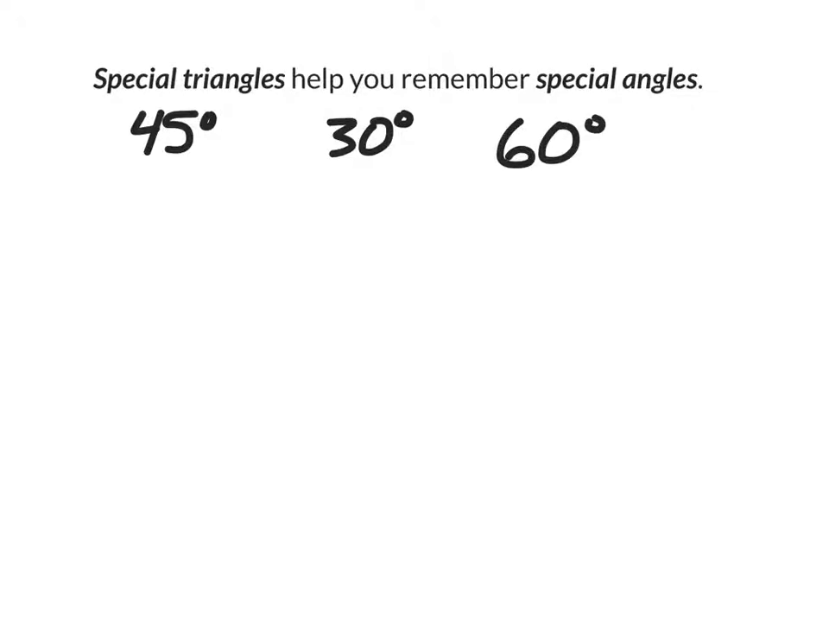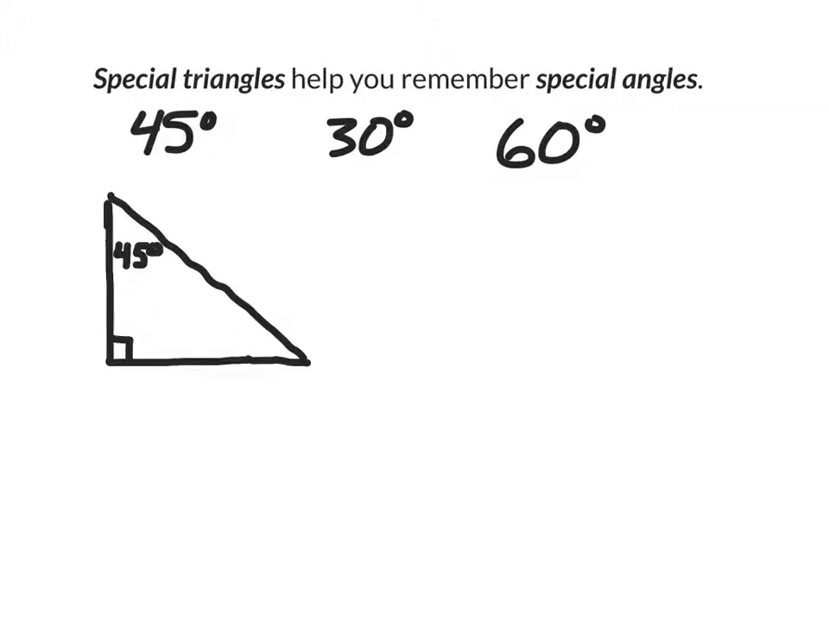In order to remember what the sine, cosine, and tangent are for these special angles, we can draw diagrams called special triangles. If you draw a right triangle with a 45-degree angle in it, that means the other angle has to be 45 degrees as well. This makes it an isosceles triangle, so this side and this side have the same length. I'm just labeling them with a length of 1 for simplicity's sake.